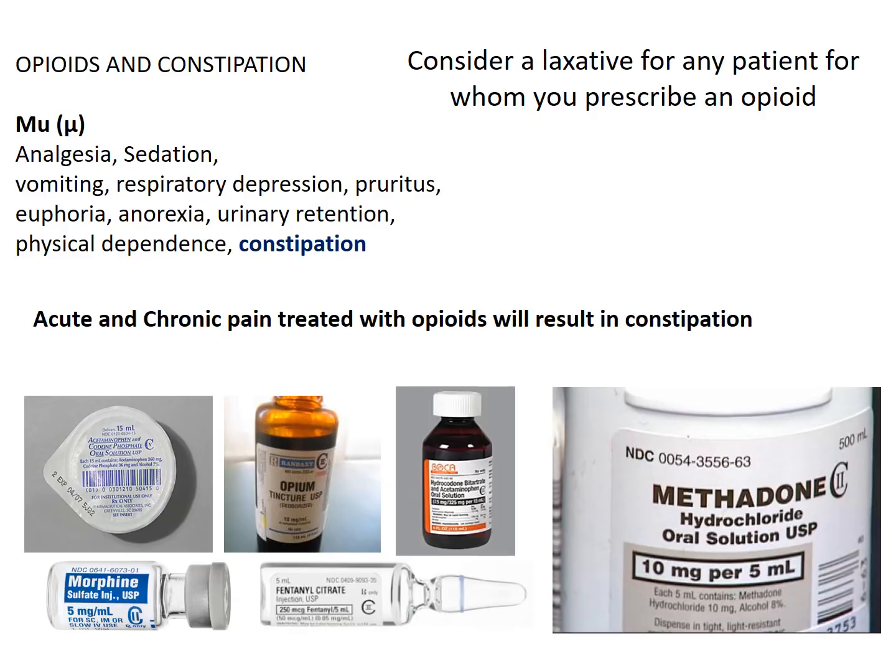The effect of constipation due to an opioid is due to the effect on the mu receptor. So the mu receptor is what gives them the analgesia, the sedation, and the euphoria. The mu receptor is what also causes the respiratory depression and physical dependence, but on that mu receptor is also the adverse effect of diminished peristalsis on the GI tract.